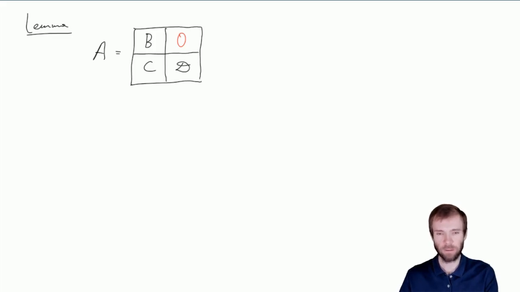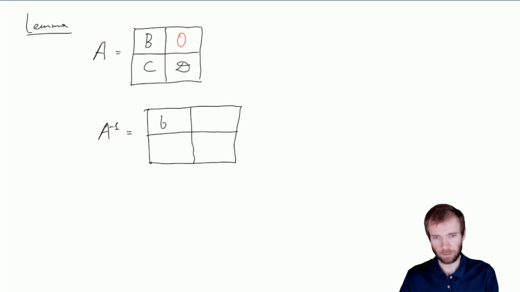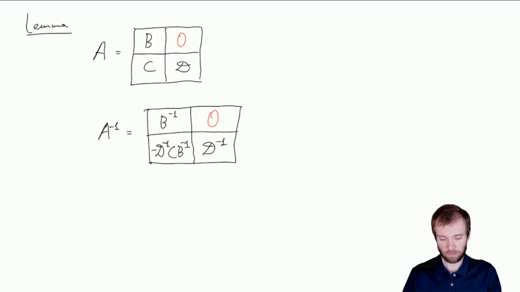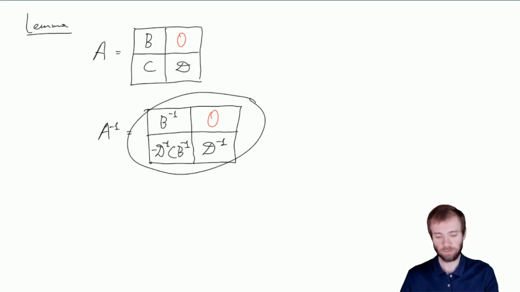So it turns out that A inverse can be written in the following form, as well in a block form like this: the blocks are B inverse, minus D inverse C B inverse, D inverse, and an all-zero block. So we can verify that indeed the product of these two matrices gives us an identity matrix. And what do we need to compute A inverse in this form?